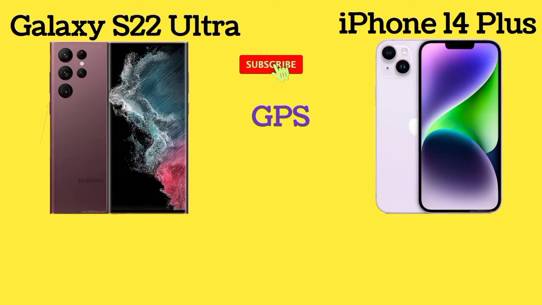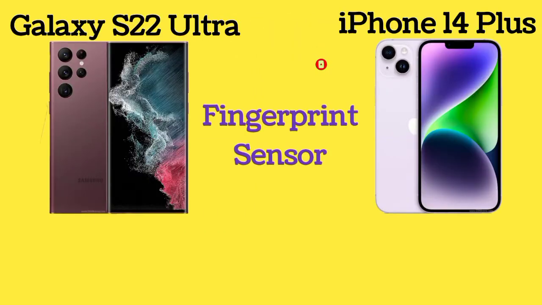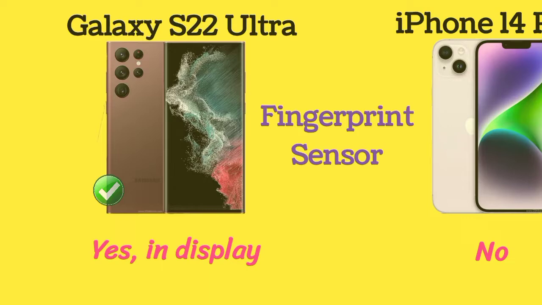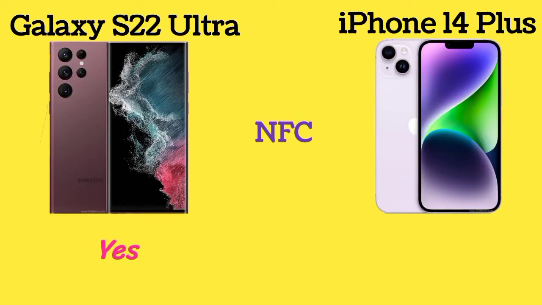Galaxy S22 Ultra and iPhone 14 Plus both phones have GPS. Galaxy S22 Ultra has in-display fingerprint sensor but iPhone 14 Plus doesn't. Galaxy S22 Ultra and iPhone 14 Plus both phones have face unlock. Galaxy S22 Ultra and iPhone 14 Plus both phones have NFC.